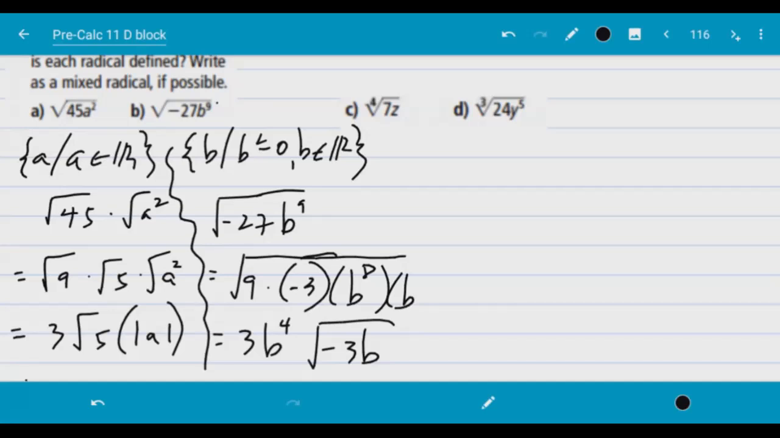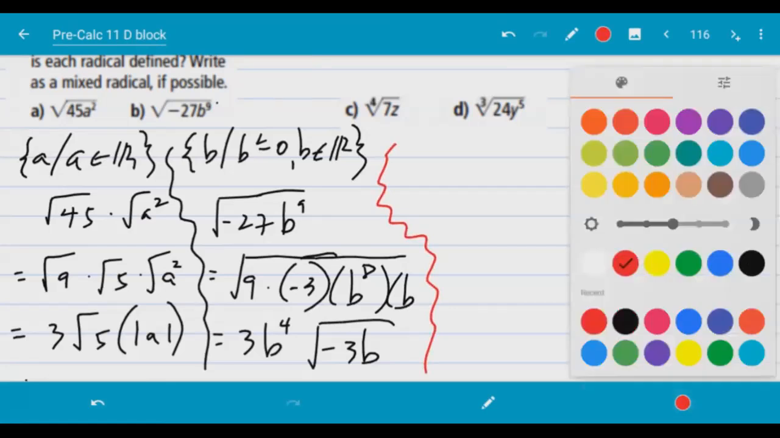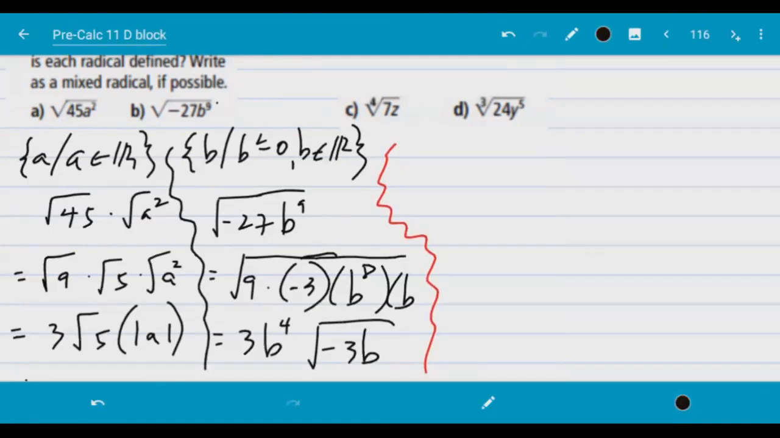In this case, for the next one, for letter C, you cannot turn it into a mixed radical anymore because 7 cannot have a fourth root. What about the z? The z doesn't have enough of an exponent. Now, we can only think about the value of the variable such that the radical will be defined. Well, z has to be greater than or equal to 0, in this case.